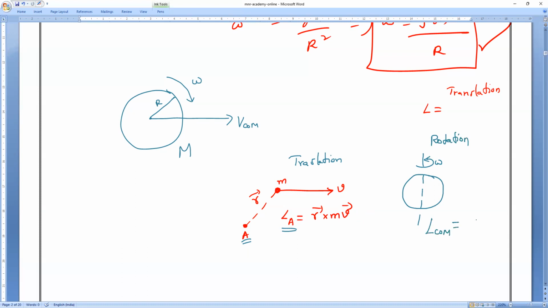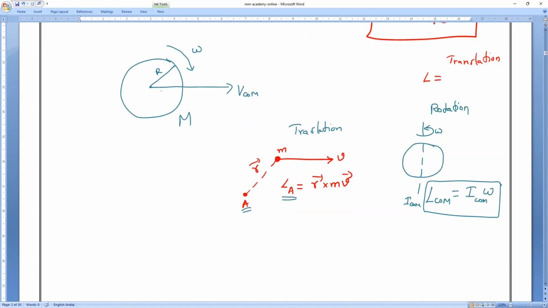What is the angular momentum with respect to the center of mass? Everybody, please respond. I omega. Am I right, everybody? Yes, please. All of you? Yes, sir.